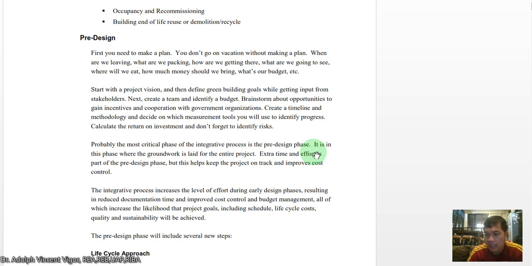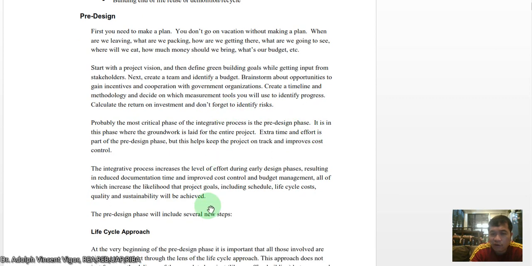So probably the most critical phase of the integrative process is the pre-design phase. It is in this phase where the groundwork is laid for the entire project. So this means, guys, that this is the foundation of the entire project. So extra time and effort is part of the pre-design phase, but this helps keep the project on track and improve cost and control.